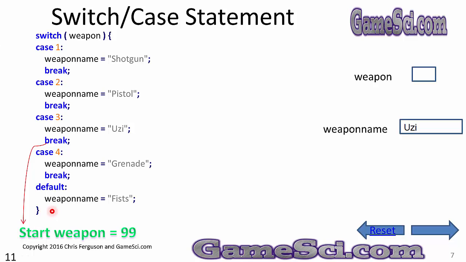See that curly brace down there? That is the end of the switch. The break will take you to the line of code after the switch, after that closed curly brace. Let's start with a weapon equal 99 and see what happens.